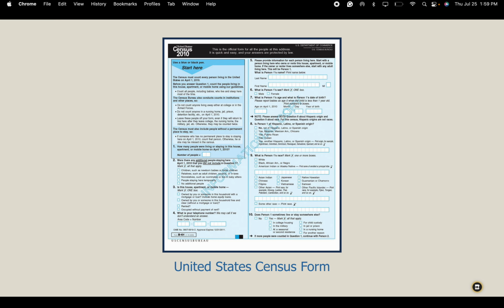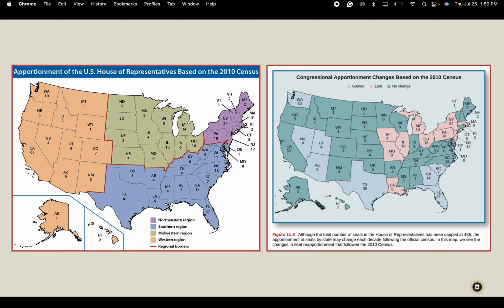This is completed, as I mentioned, with the equal proportions method done through the census. This is what the census looks like. And we reapportion based off of the generalized regions of the country, and then we make a determination of what states will gain representation and which will lose representation.